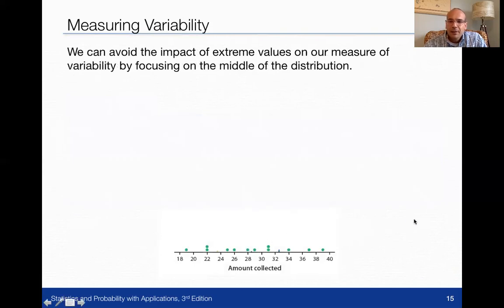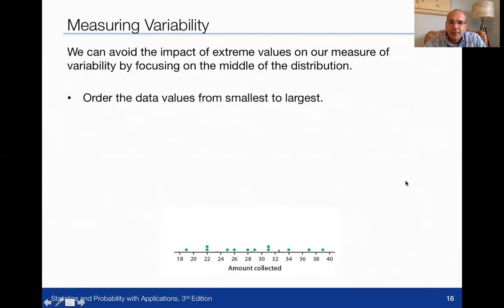So let's start talking about how you can describe variability in a way that would protect against an outlier. We can avoid the impact of extreme values on our measure of variability by looking at just the middle of the distribution. And we can't talk about the middle one point, because that's not really a variation at all.